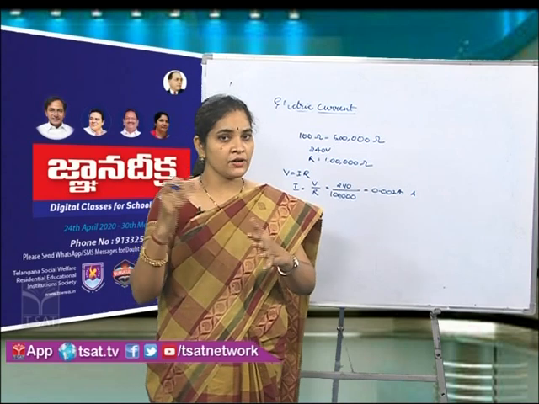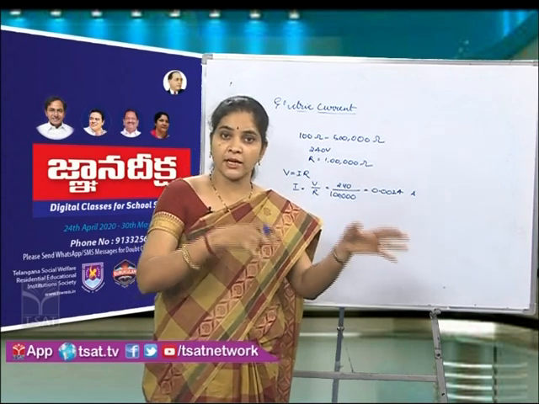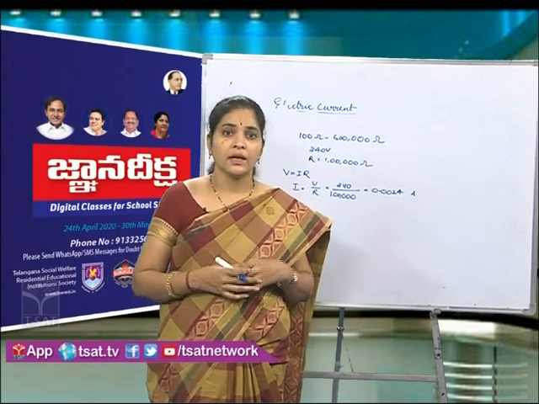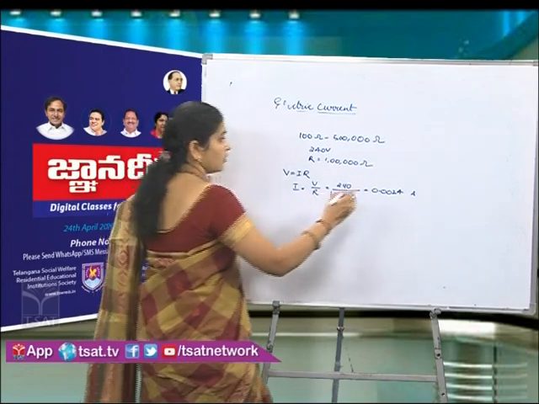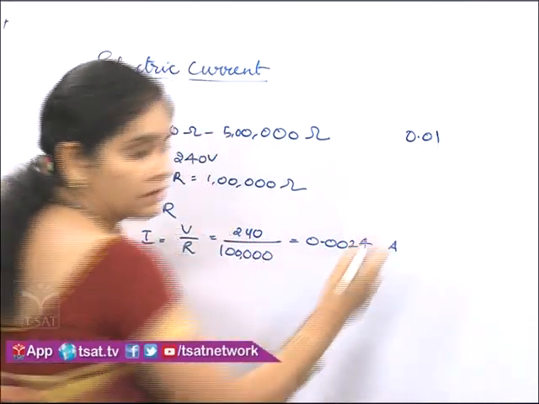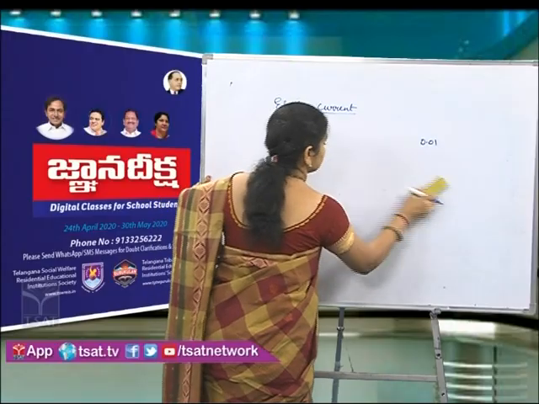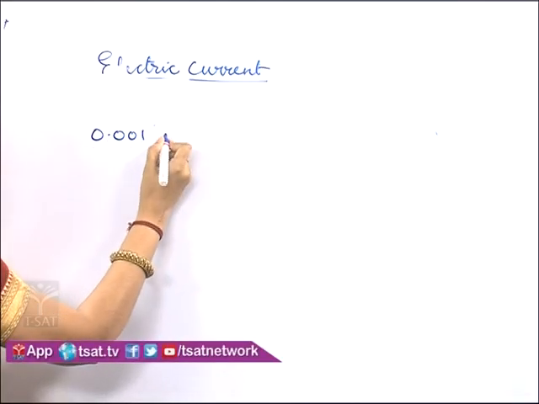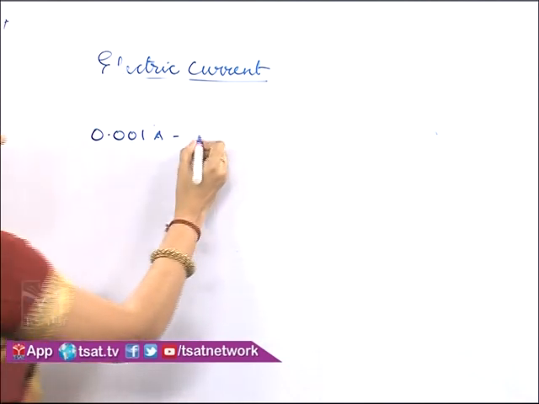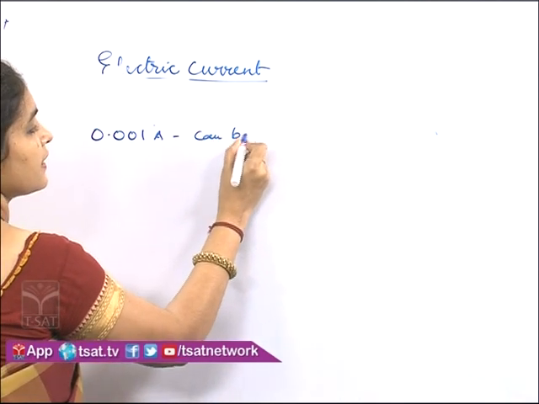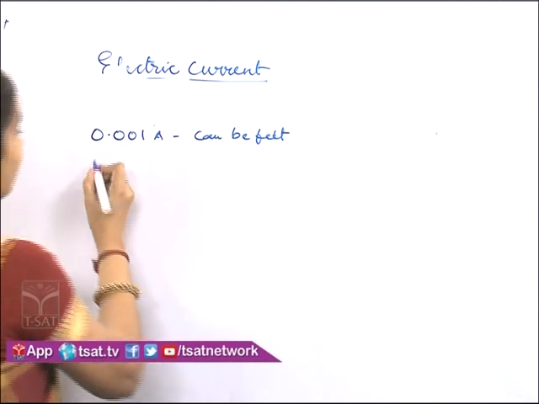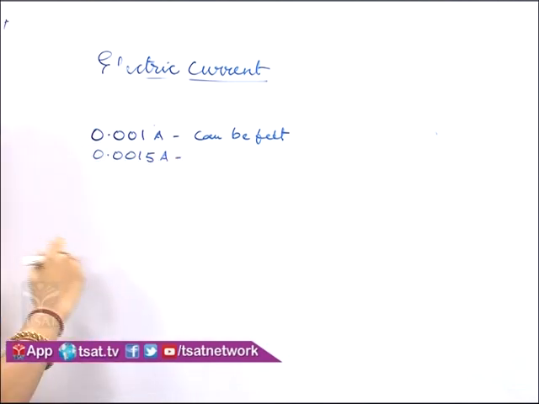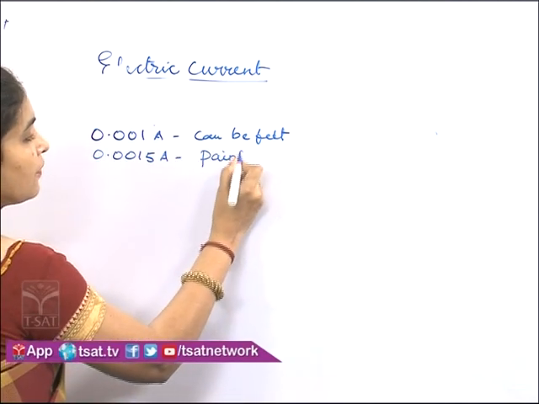If current continues flowing through the body, resistance keeps on changing and it starts damaging the tissues. Let us see here. When 0.001 ampere current passes through the human body, it can be felt. When 0.0015 amperes current passes through the body, it is quite painful.